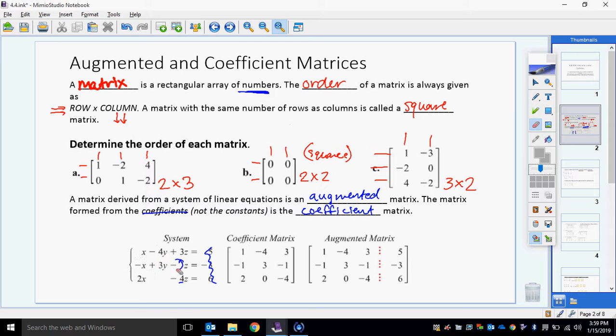Let's look at the augmented. What would the augmented look like? Well, the exact same thing. It's these coefficients, but then I put this dotted line here showing that's the equal sign, and then I put what it's equal to. So 5, -3, and 6. So a matrix is just displaying a system in a new way. Instead of using letters, we're just going to use the coefficients. And understand that this first column, these are my x's, these are my y's, and these are my z's. And then, of course, over here I'd have the equal sign and my constants.